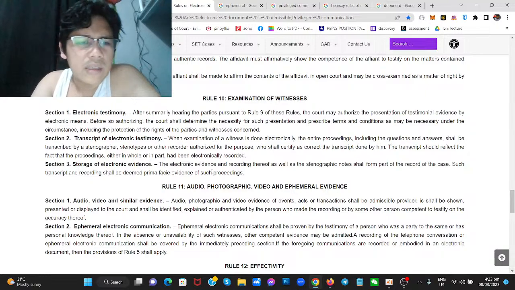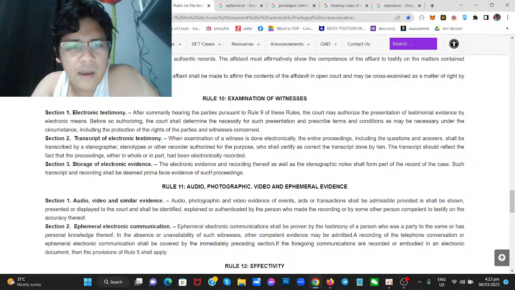The transcript of electronic testimony: when examination of a witness is done electronically, the entire proceedings, including the questions, shall be transcribed by a stenographer or any other recorder authorized for the purpose, who shall certify as correct the transcript done by him. The transcript should reflect the fact that the proceedings, either in whole or in part, have been electronically recorded.